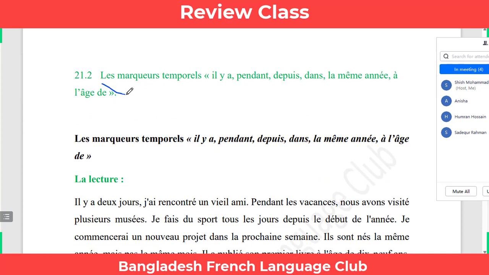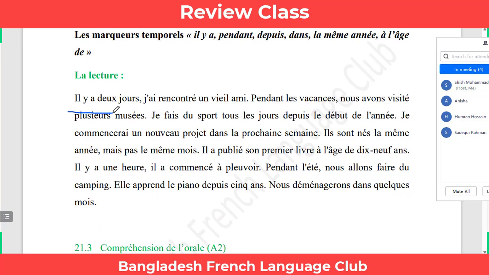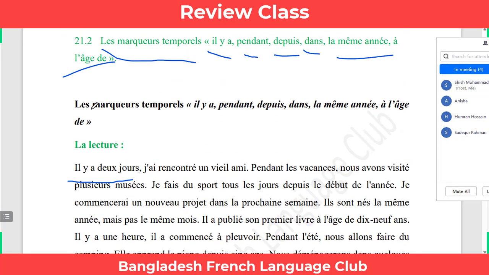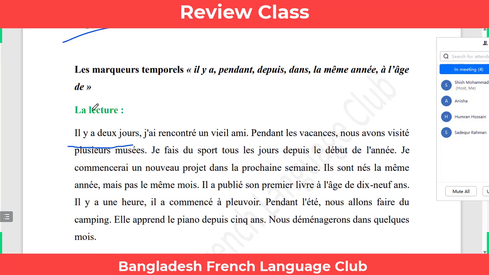And the next one, les marques temporelles, like the time markers: il y a, pendant, depuis, dans, la même année, à l'âge de. Il y a 2 jours. When we talk about time, il y a is not "there is" but something else. Il y a 2 jours, 2 days ago, j'ai rencontré un vieil ami.